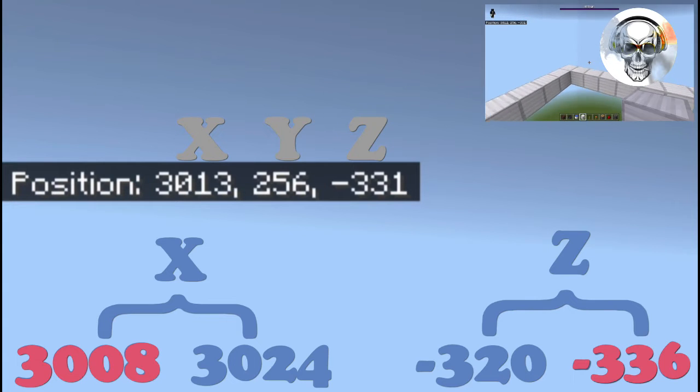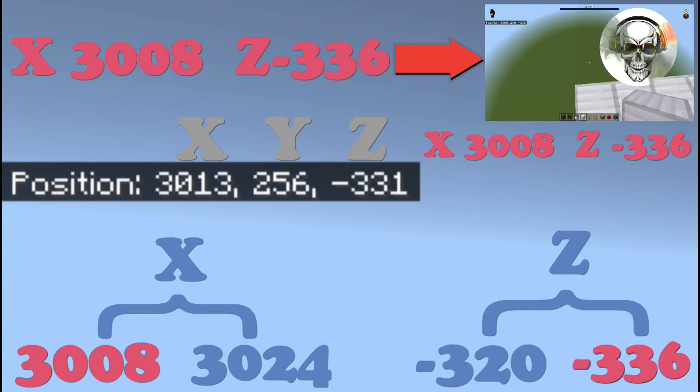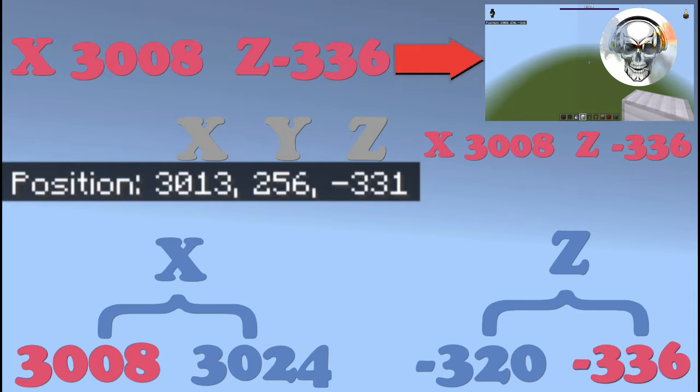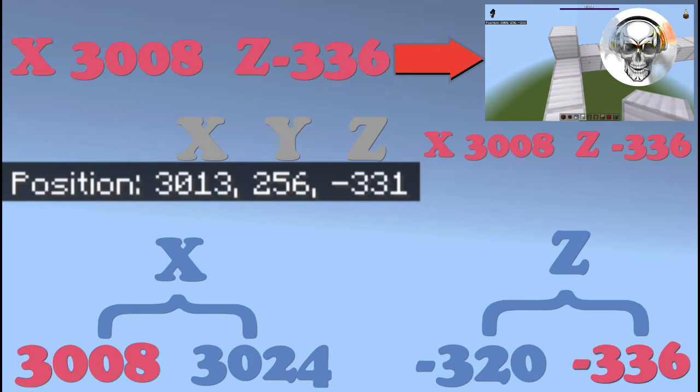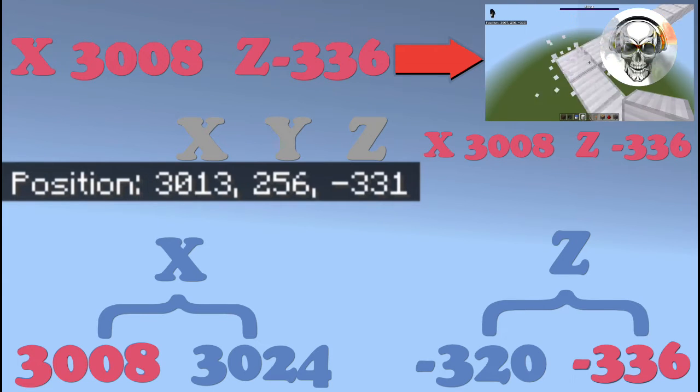So if we go ahead and move to those coordinates up on the screen, as you can see right there at 3008 and negative 336, that is the northwest corner of our chunk. So if you go ahead and place a block right there just like that, that'll mark your chunk at the sub-chunk Y value that you have.